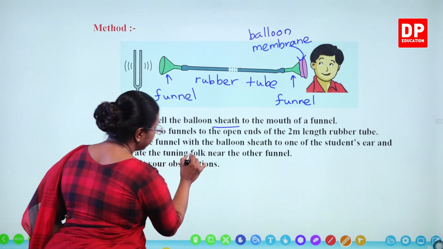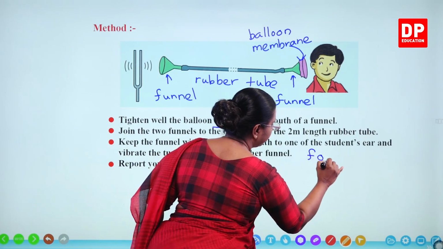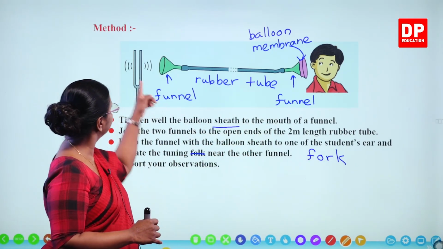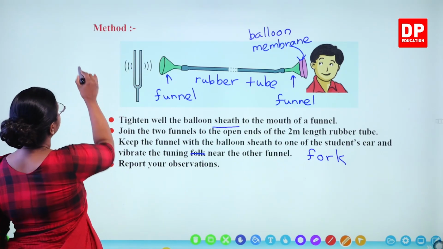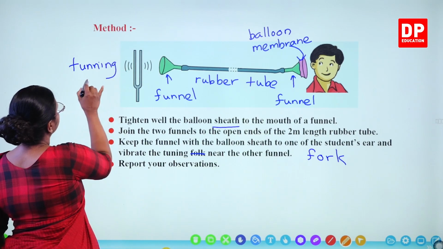Students, there is a mistake in printing here. It has to be tuning fork, F-O-R-K. This fork means people, but here we are using this tuning fork. Tuning fork.